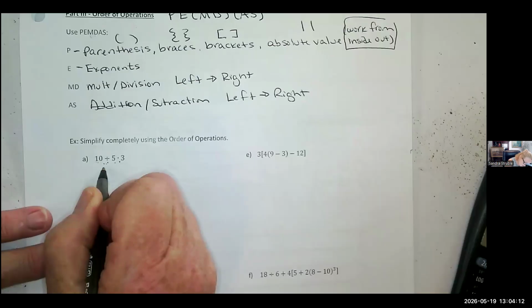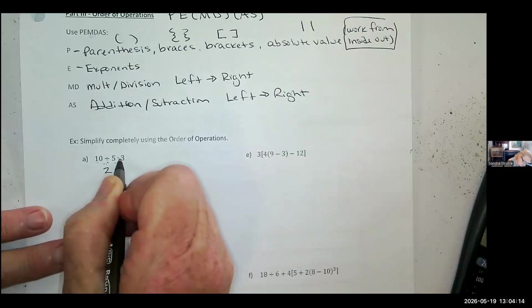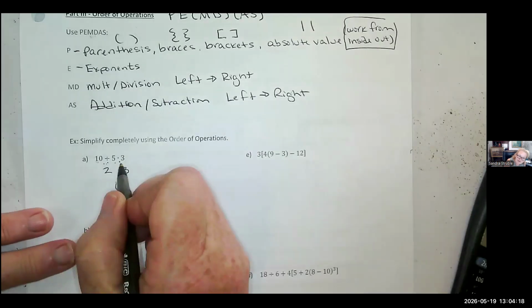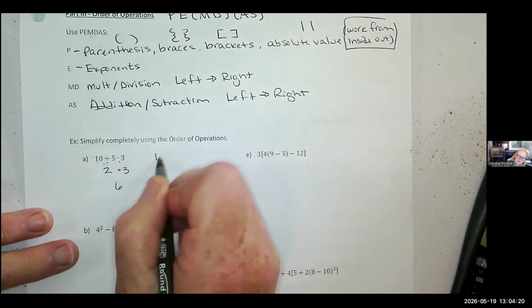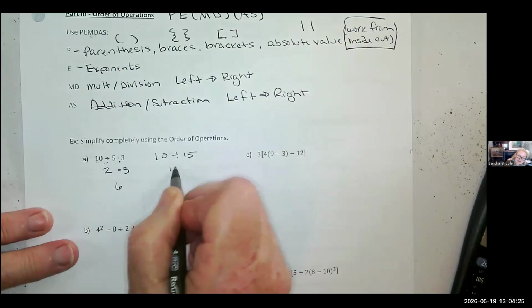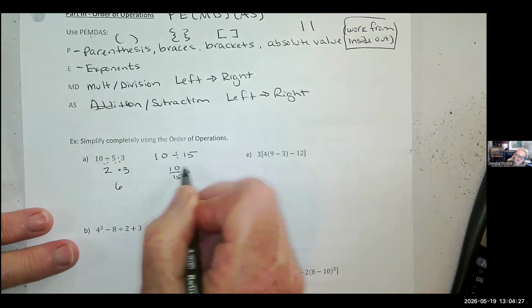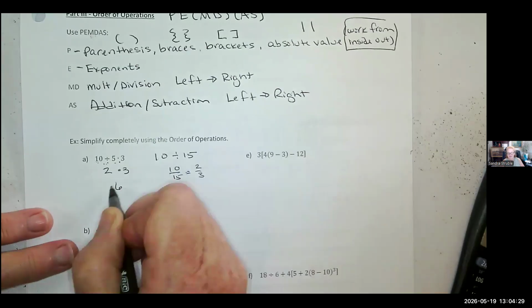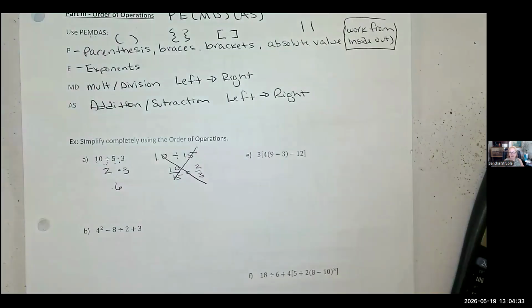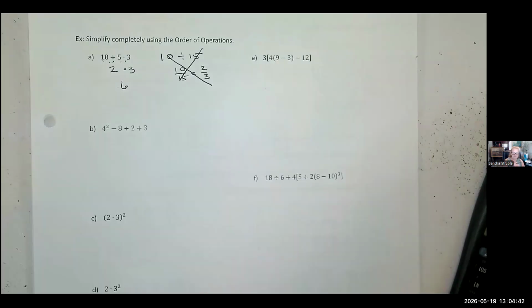And then times 3 is 6. If you did multiplication then division, you would have 10 divided by 15, which reduces to 2/3. 6 and 2/3 are not the same thing. You have to do who comes first from left to right when dealing with multiplication and division. All right, hopefully that helped. Attempt the next one and then come back.